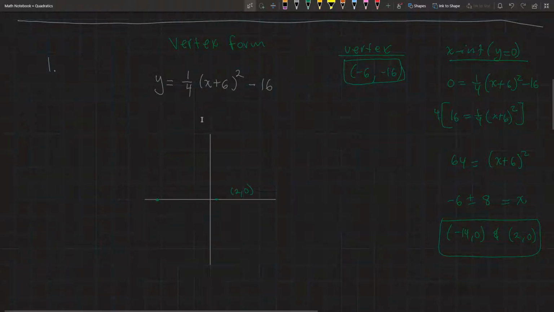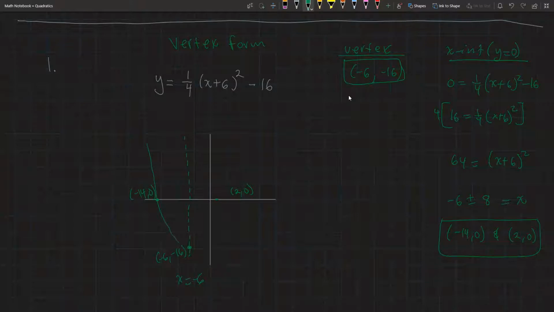We know this is curving upwards because it's positive 1/4, not negative 1/4. That's kind of nice to know. Next thing we want to figure out is what is right in between these two, negative 14 and 2. And guess what? It better be a negative 6. Negative 14 plus 2 is negative 12. So therefore, x is equal to negative 6 as the line of symmetry. And at that line, the y value, which is the lowest, is negative 16. And hopefully we can visualize this parabola that passes through that x-intercept, reaches its lowest point at the vertex, goes through a negative y-intercept, and then through positive 2.